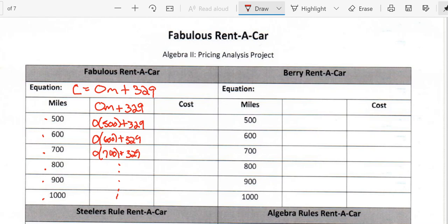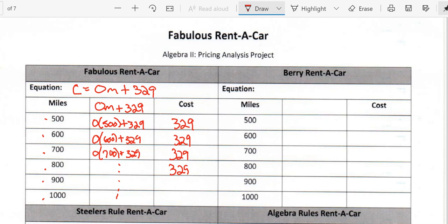Then over here for the cost, 0 times 500 is 0. So it's just going to end up being 329. 329, 329, and so on. All right, so that's the first plan. Now let's move on and look at another one.